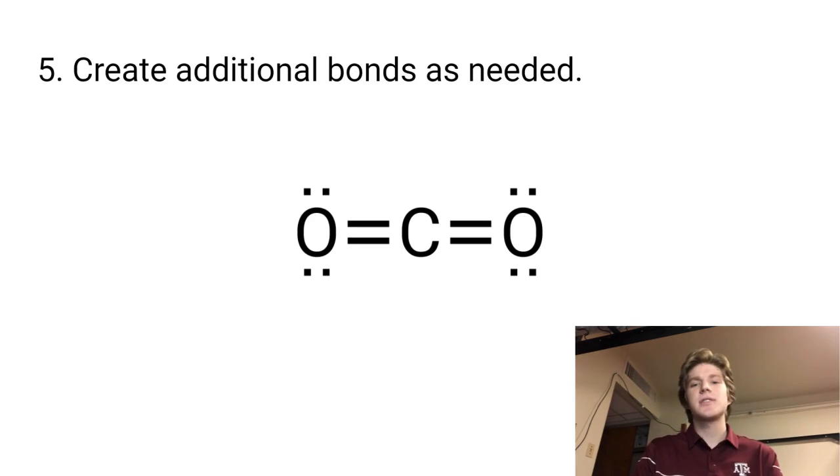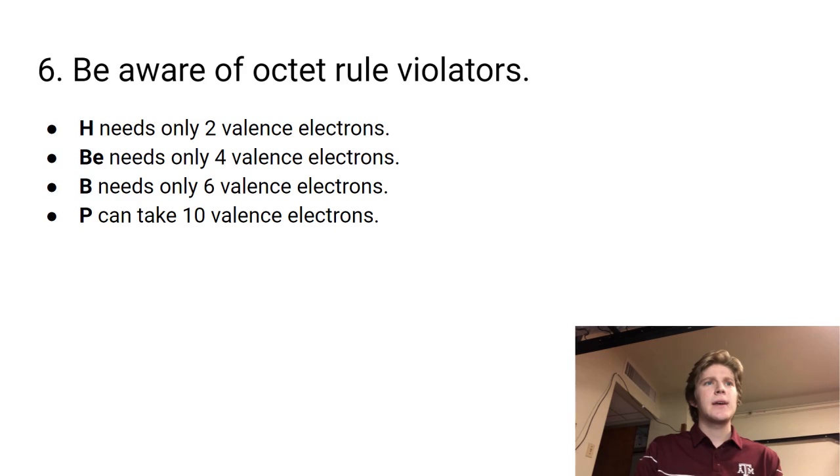So as you can see in the previous step, carbon only had 2 bonds, so only had 4 valence electrons. So we need to take 2 pairs of valence electrons from the oxygens and create an additional bond for each oxygen, so that way carbon is happy with its octet. So now all atoms have 8 valence electrons, so all the atoms are happy.